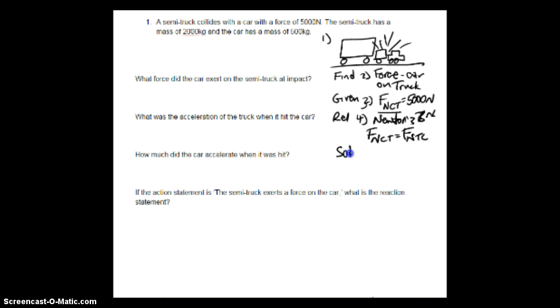So let's go ahead and solve that. What we're looking for in the first place is the force of the car on the truck. So we know that force normal of car on truck equals force normal of truck on car. So that's equal to 5,000 newtons. There we go. It's 5,000 newtons.